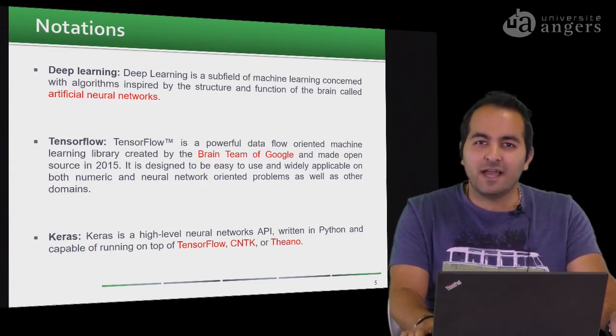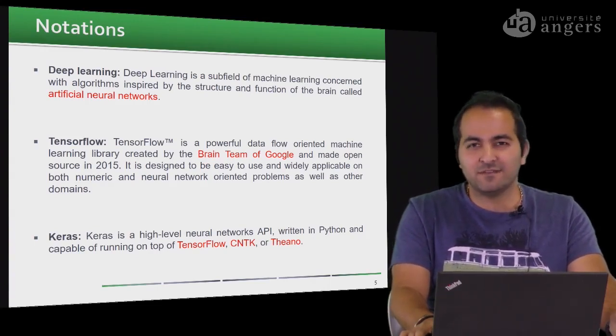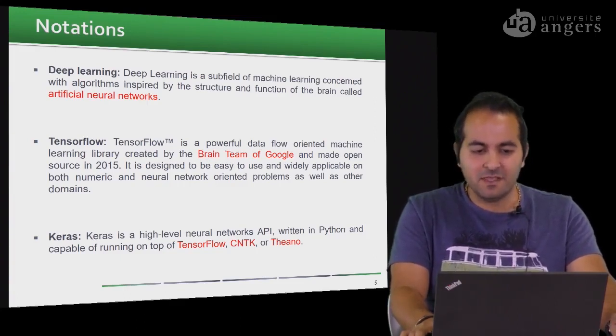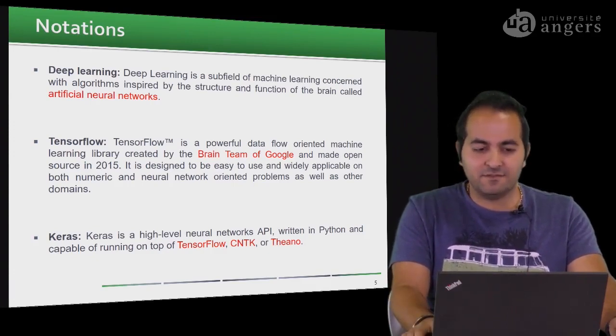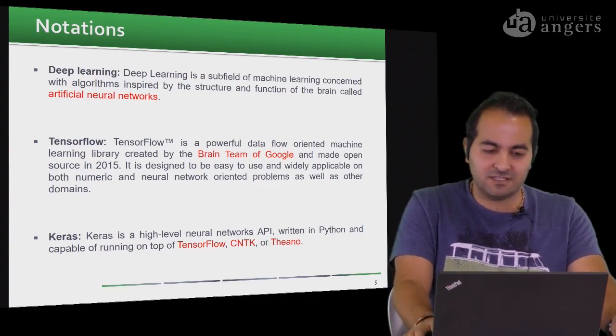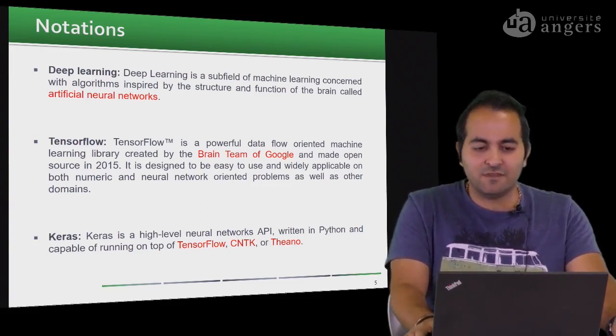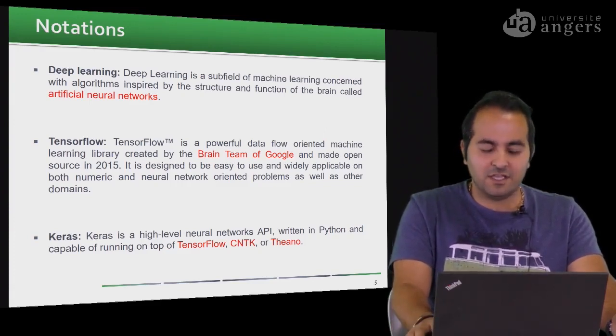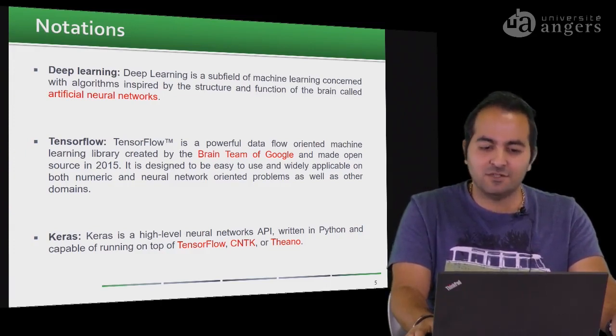Before going to our script and writing our first code, I should first define some terms or notations, so that later it will be easier for us to understand what we are saying and why we use these notations. The first one is deep learning, and we know what this is. Again, I will repeat: deep learning is a subfield of machine learning concerned with algorithms inspired by the structure and function of the brain called artificial neural network.